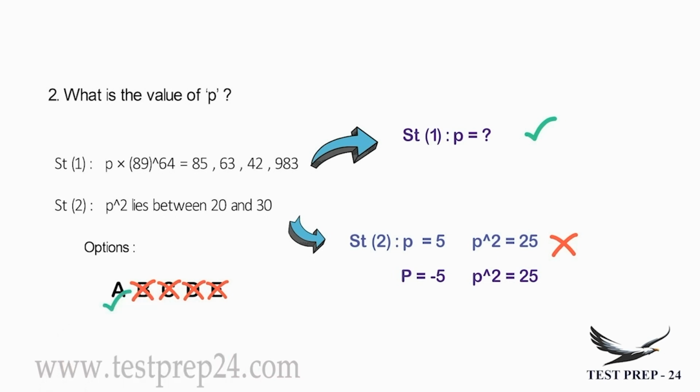Here we do not have to do the combination because all the other options are already eliminated. We were left with two options only, and after justifying the second statement, we were left with only option A.